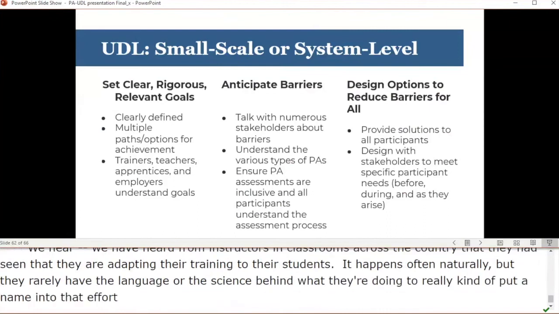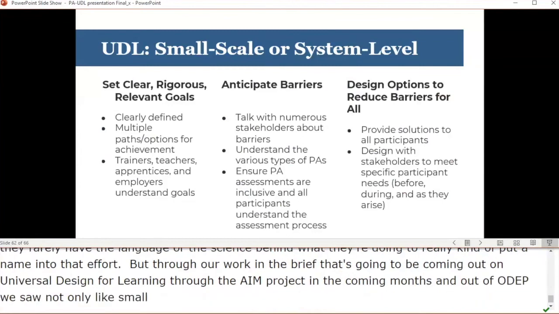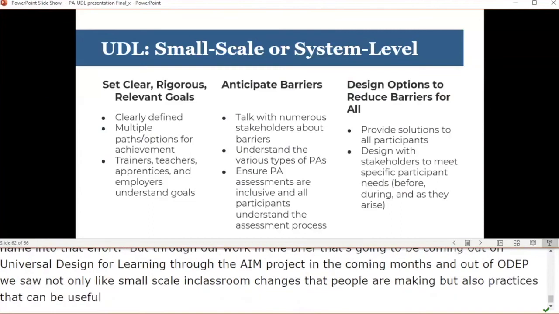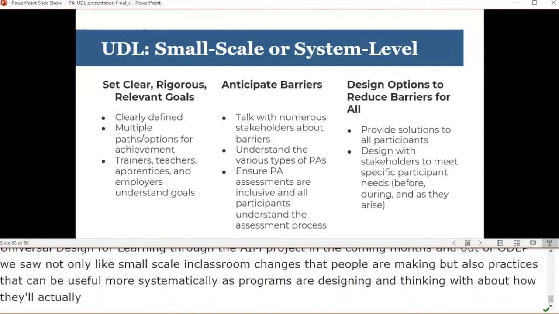But through our work on the brief that's going to be coming out on Universal Design for Learning through the AIM project in the coming months, and out of ODEP, we saw not only small-scale in-classroom changes that people are making, but also practices that can be useful more systemically as programs are designing and thinking about how they'll actually build programs from the ground up that are useful for everybody who might engage with them.